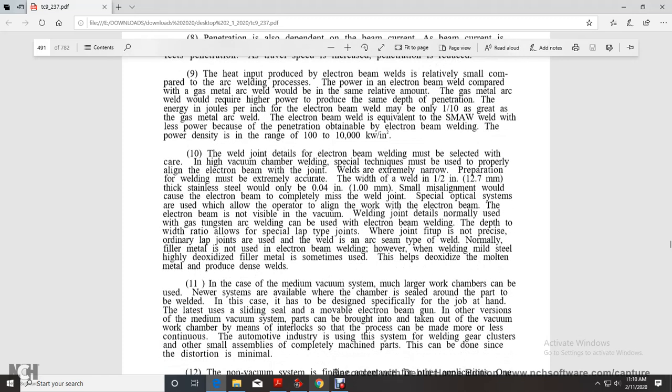Heat produced with the electron beam is relatively small compared to the arc welding process. The power of the electron beam compared with gas metal arc welding will be about the same, but gas metal arc welding requires high power to produce the same depth of penetration. Energies in joules per inch for electron beam welds may be 1 to 10 times less than for gas metal arc welds. Electron beam welding is equivalent to shielded metal arc welding with less power for the penetration obtained. The power density ranges from 100 to 10,000 kilowatts per inch squared.